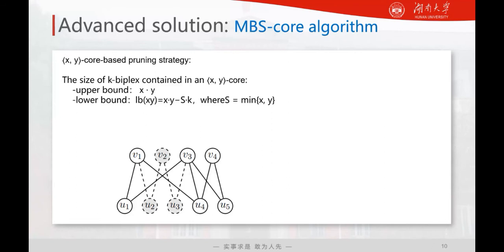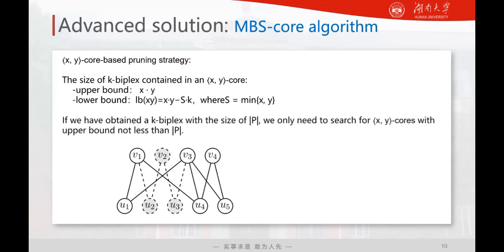With the upper and lower bounds, if we have obtained a biplex with size p, we only need to calculate those xy codes that may contain a larger K-biplex, and the rest don't need to be computed. For example, if we obtain a K-biplex with a size of 7, then the xy codes such as 3-2 code and 2-3 code can be pruned because their upper bounds are less than 7.